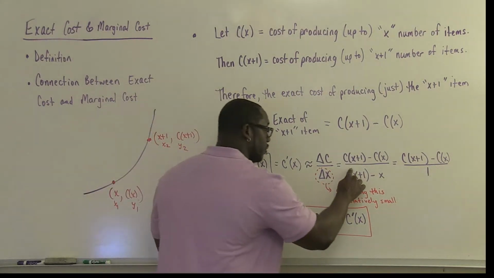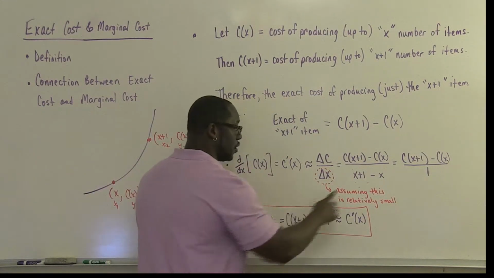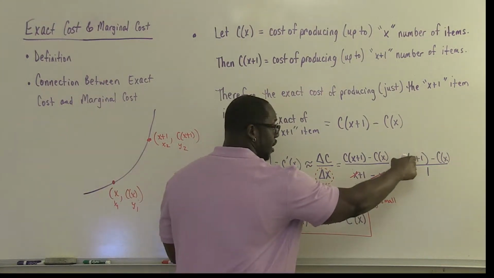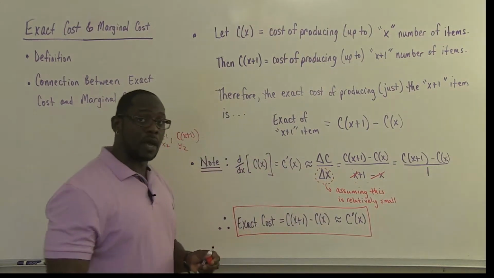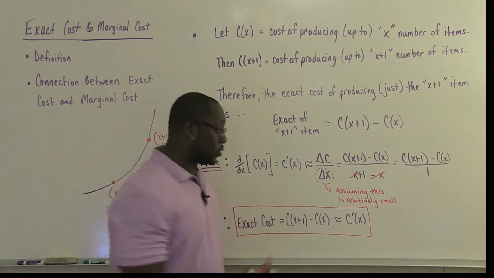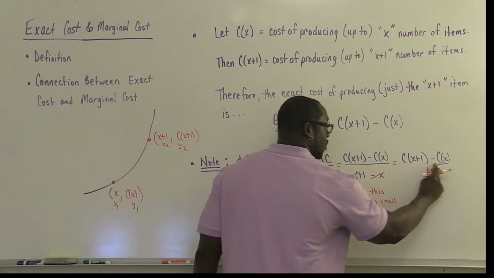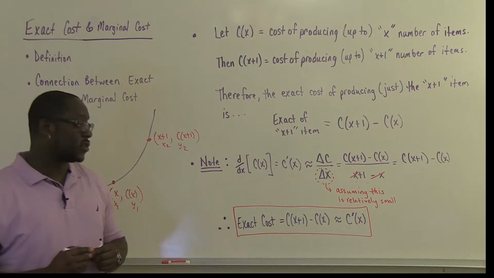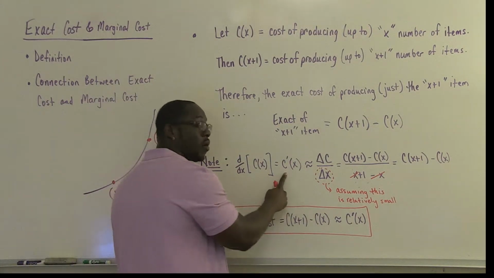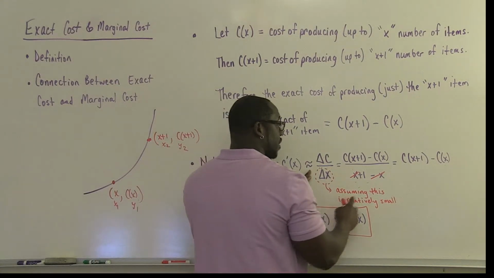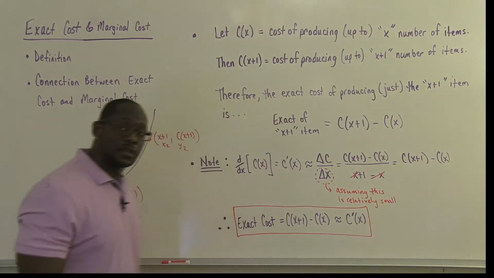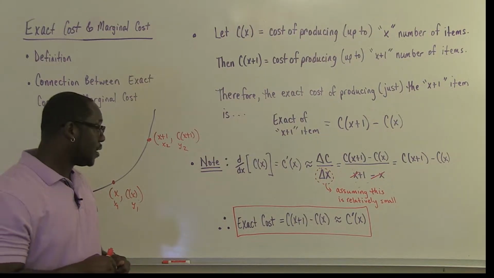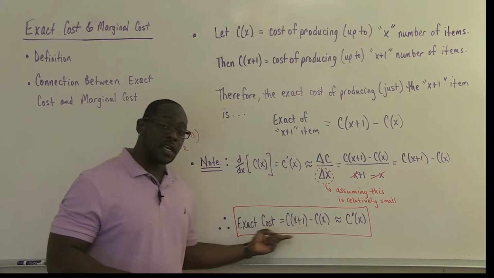And of course, if we remove these parentheses here, we see that x minus x would just cancel to 0. And then we have c of x plus 1 minus c of x over 1. And of course, here we know that anything divided by 1 is just itself. So we ended up having exact cost there. So we see that our marginal cost can approximate our exact cost. So it gives us a nice, what I like to call wet thumb in the wind, estimate of that, okay? And so hence that's what we're trying to say here.